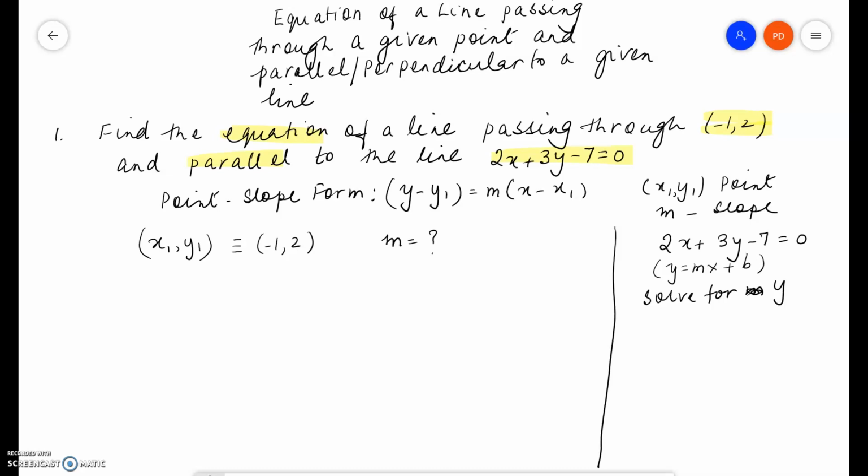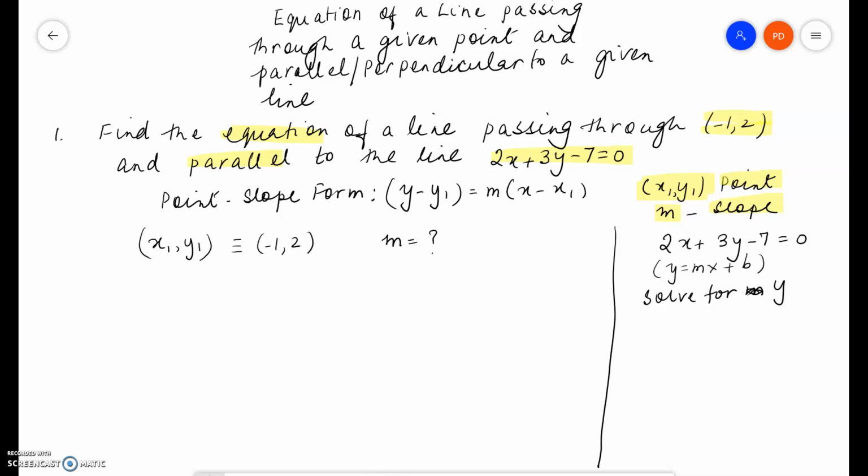So here we have to find the equation of a line passing through -1, 2 and parallel to the line whose equation is 2x plus 3y minus 7 equals 0. In order to find the equation of a line, we can use the point slope form: y minus y1 equals m times x minus x1. Here x1, y1 is a point on the line and m is the slope of the line.